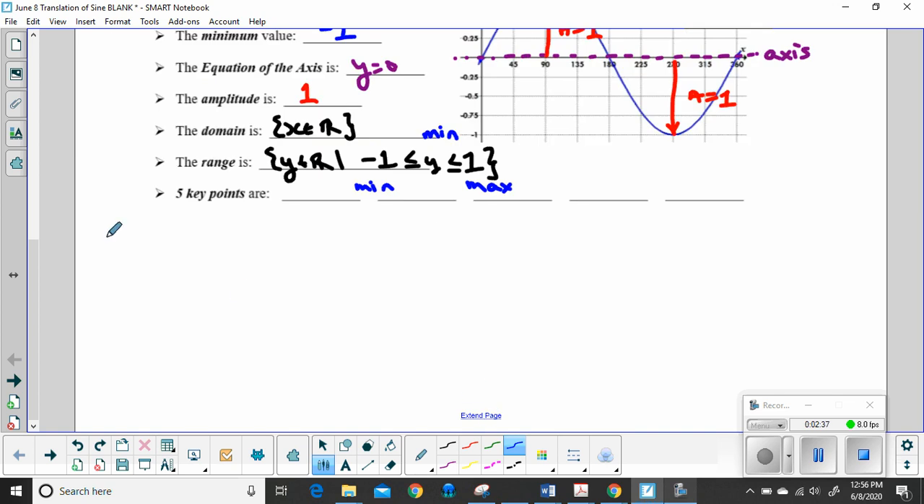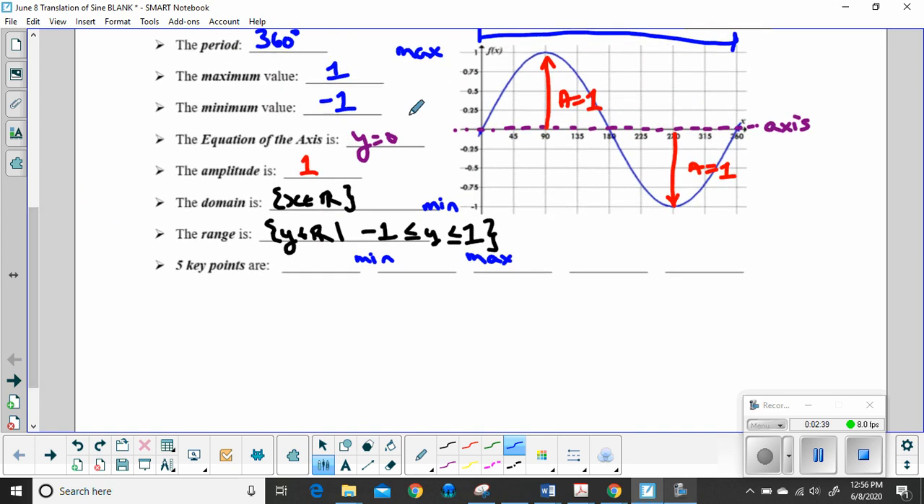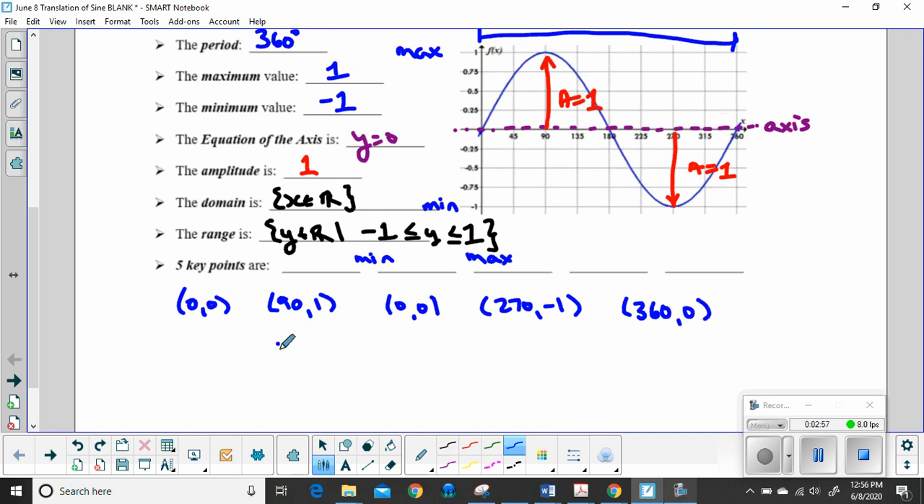Okay, so then in our picture, we've got 5 main key points that we have to worry about. We're going to worry about 0, 0. We're going to worry about 90, 1, so that's my maximum. We're going to come back to 180, 0. We're going to deal with our minimum, which is at 270, -1. And we're going to come back to 0 at 360 degrees. So we've got our maximum, we've got our minimum, and then we've got our 3 zeros in the middle. Oops, that should say 180, not 0, 0, 180.